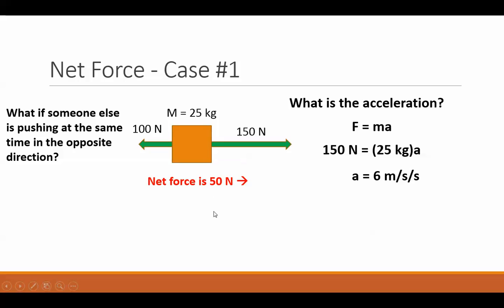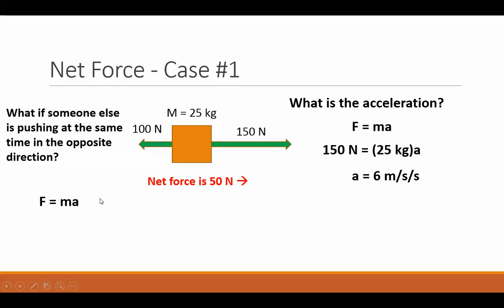So first thing we have to do is figure out the net force, and this is something we've done in the last unit. The net force is going to be how much is going to the right minus how much is going to the left, and we're left over with 50 newtons to the right. Remember, net forces are vectors, so they have amounts and directions.